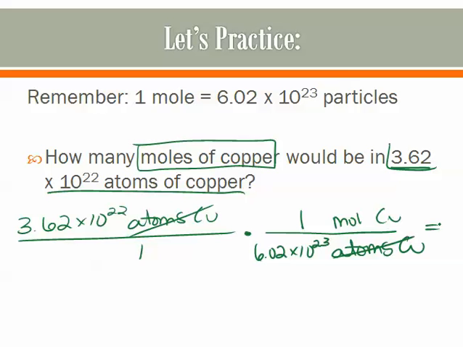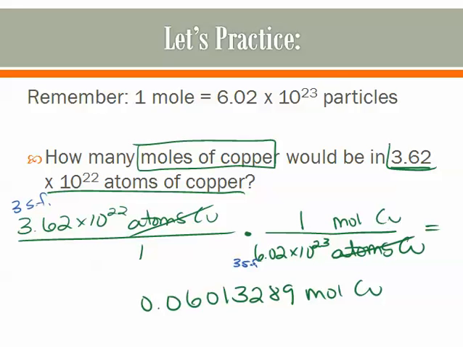So now I'm ready to grab my calculator, and dividing these two out, gets me 0.0601329 moles of copper. But once more, we have to check significant figures. Here we should have 3 sig figs. Down here we have 3 sig figs, giving me 3 as my smallest number. Leading zeros do not count, so we have 1, 2, and 3. Because this is less than 5, I don't round up, and my final answer would be 0.0601 moles of copper.